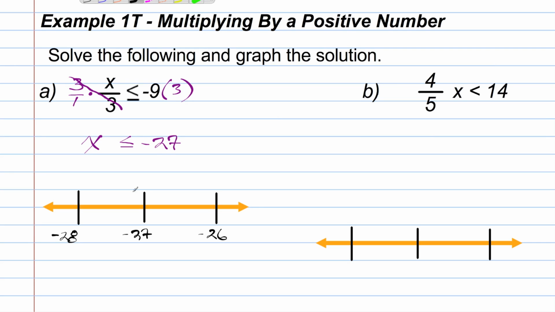Here we are solved for negative 27, and it's an equal sign, so that means there's a closed circle on negative 27. And since it's a less than symbol, numbers that are less than negative 27 are to the left. So we would shade in or darken that half of the number line.